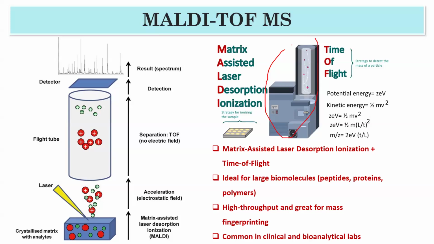So you see it's very simple, right? It's very simple, and you don't need any curvy mass analyzer. It is just a straight line, so it's very good. And I already told you how you can estimate the mass-to-charge ratio depending upon the time of flight and the length of this flight tube.